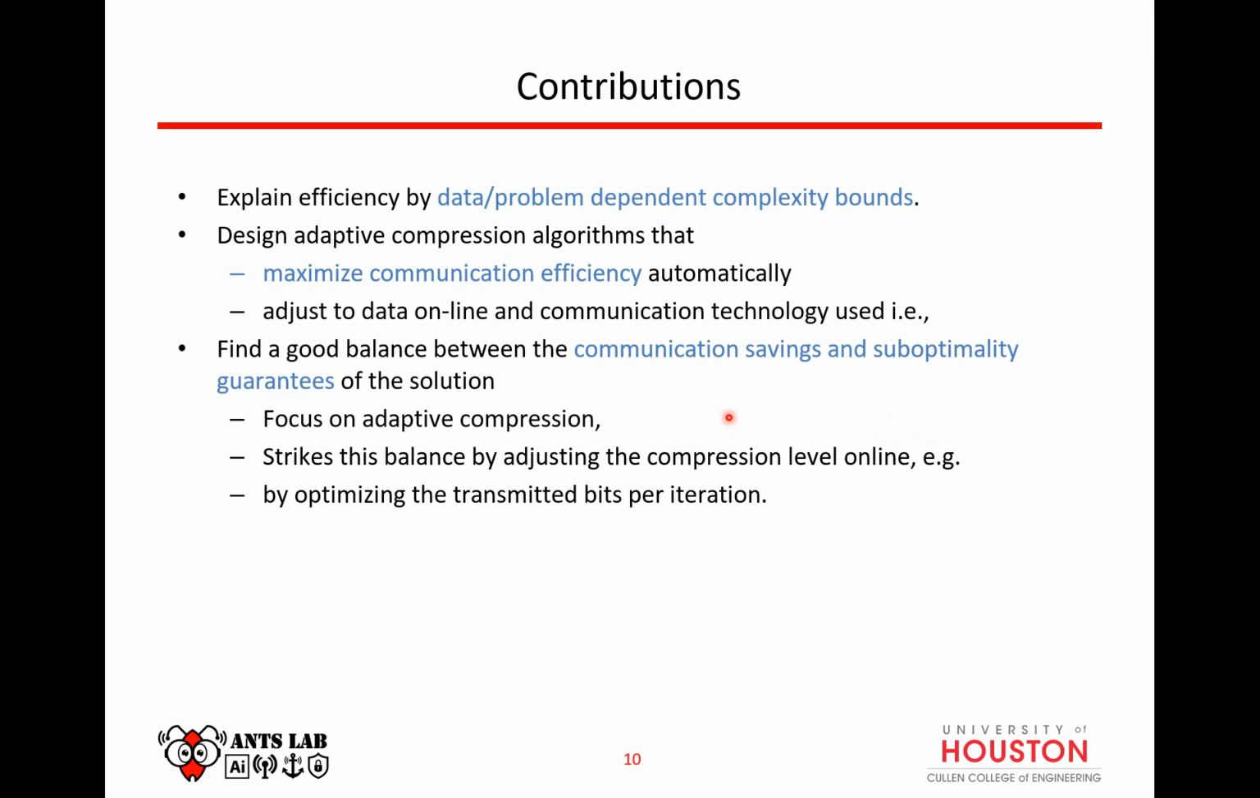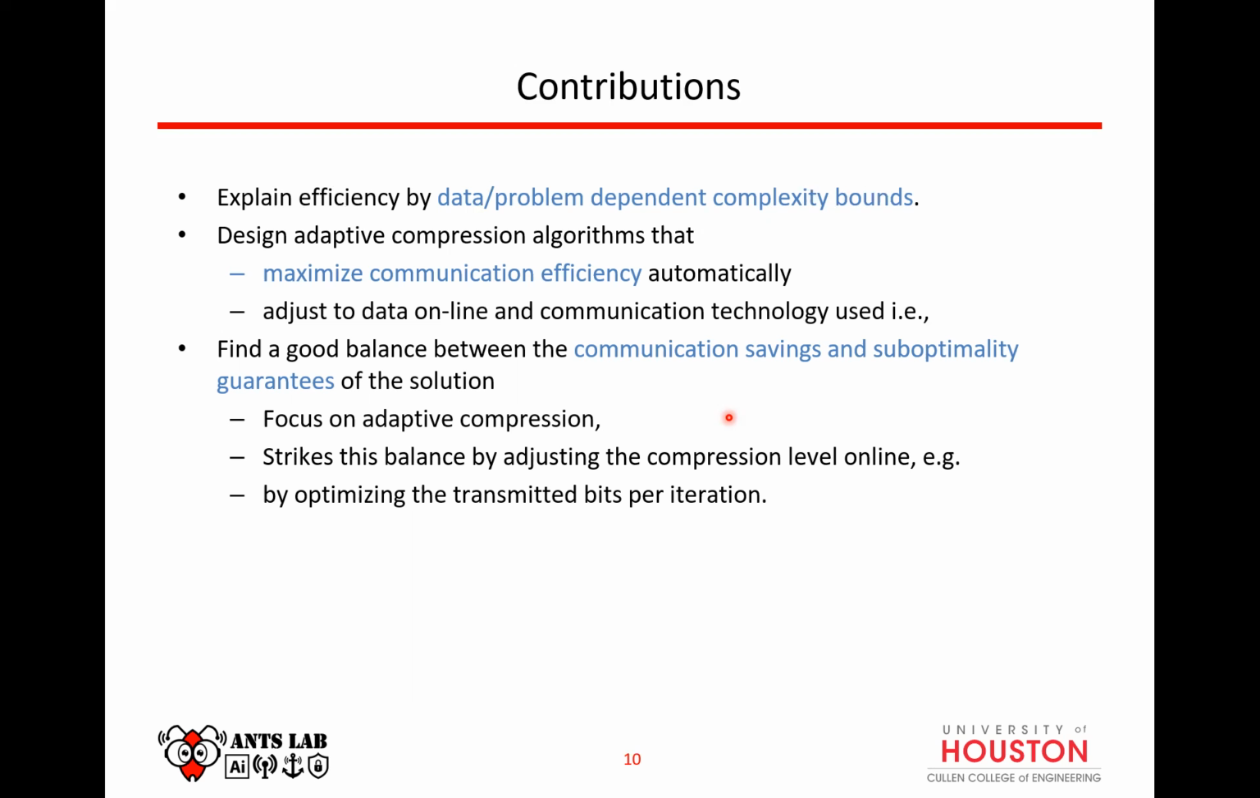Like we know, there's a trade-off between how much of an optimal solution you can get by doing the local training and how much you want to communicate. For example, if you want to increase the number of local iterations to increase the computation, then the number of communication rounds, or the number of times you communicate your model update with the server, reduces.